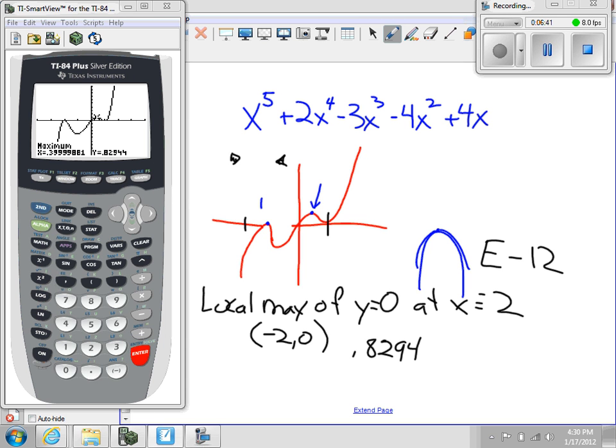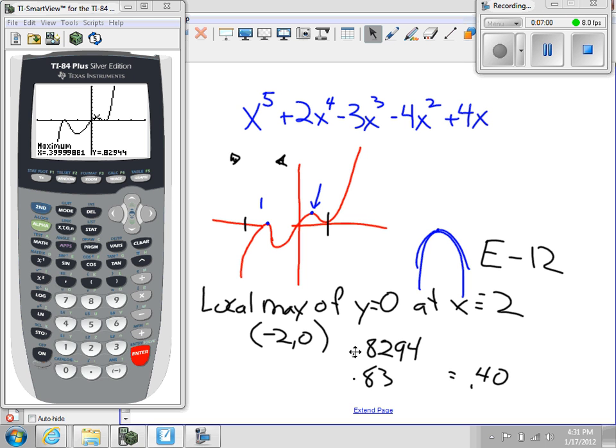0.8294, which I would round off to 0.83, at x equal to, I might round that off to 0.40. And as far as I can see, those are my only two local maximums.